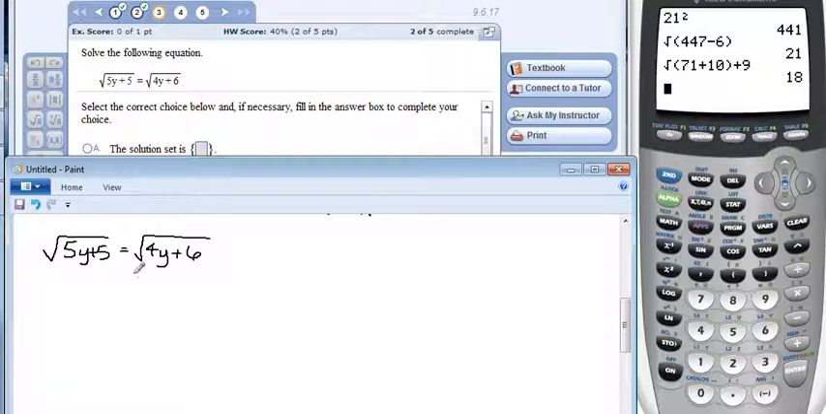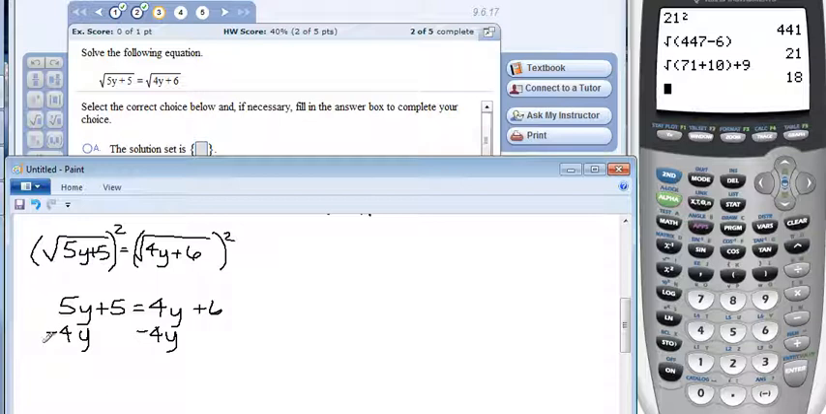All right. So if I square both sides, I'll get rid of both of the radicals. Why? The square root of a square is itself. This turns into a super easy linear problem, doesn't it?